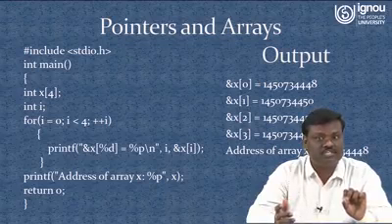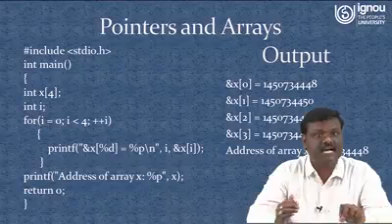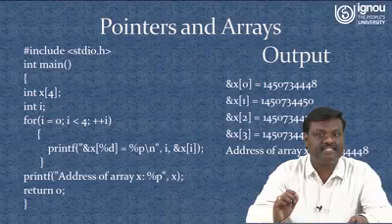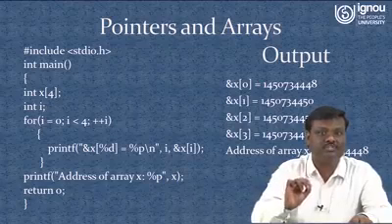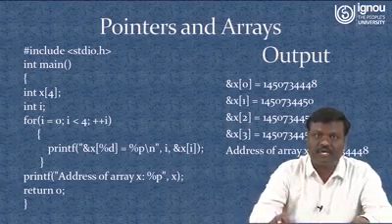What does it store? It stores the starting location, that is 4 variables, 4 into 2, 8. The start address is 448. So the address of array x is nothing but the address of x of 0, and that will be stored in x. So I hope you understood this particular problem.